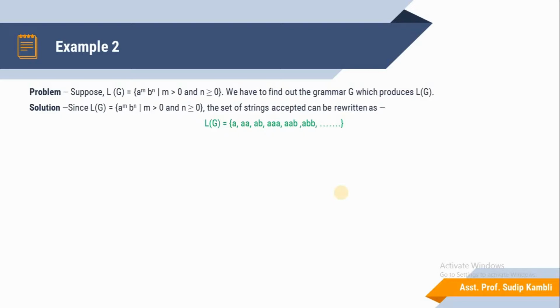The second part is b raised to n. What is the condition for b raised to n? Here n is greater than or equal to 0, so B is present, or else the null string in the zero case. B raised to 0 gives the null string, so the null string is included in that set. So a single A will be accepted, otherwise AB can also be accepted. A is accepted, and AA is accepted because b raised to 0 produces nothing.